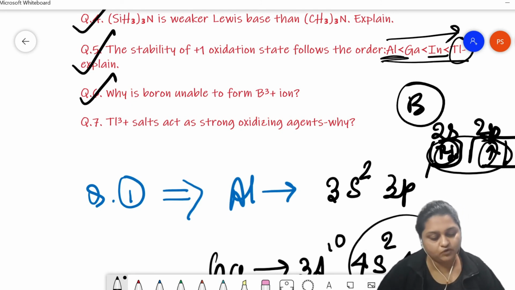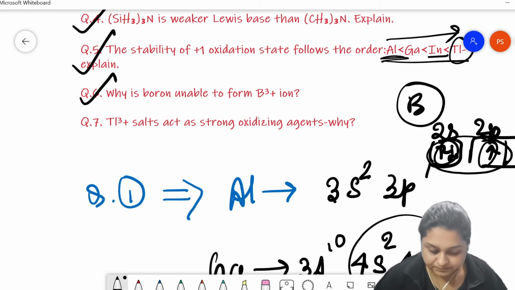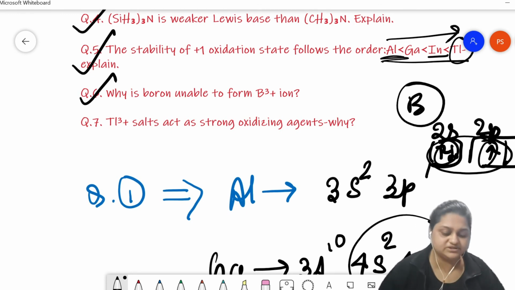That's why, instead of removing 3 electrons, boron actually accepts electrons to fill its valence shell. That is the reason why boron is unable to form the B3+ ion.